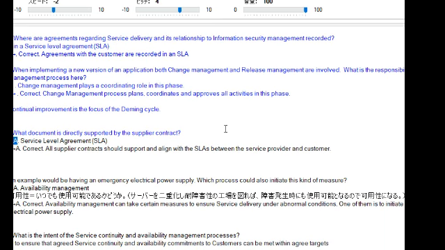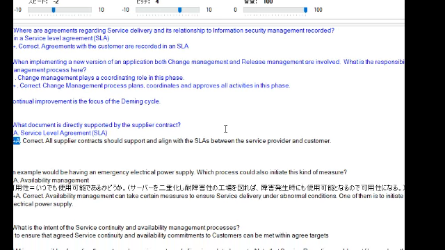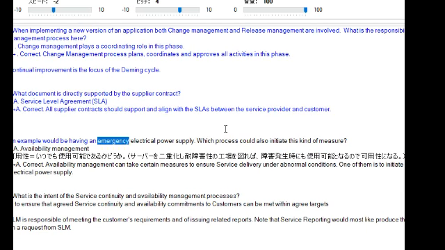A. Service Level Agreement, SLA. Correct. All supplier contracts should support and align with the SLAs between the service provider and customer. An example would be having an emergency electrical power supply.